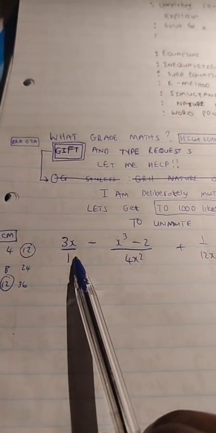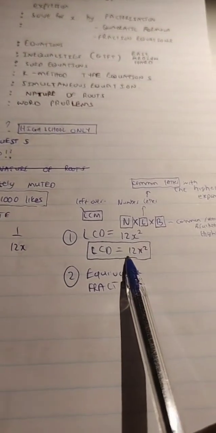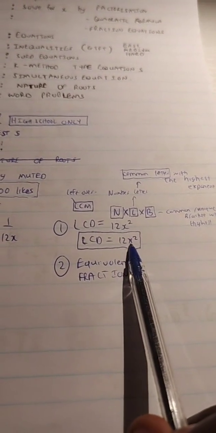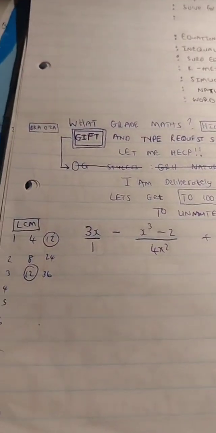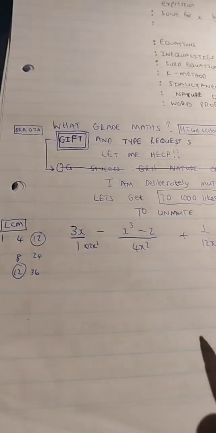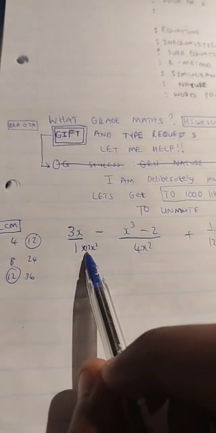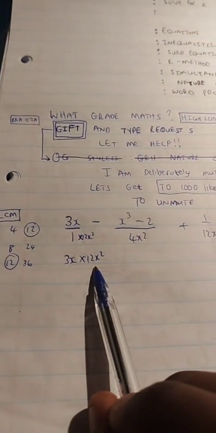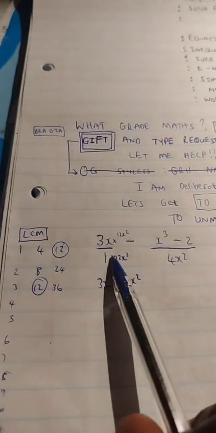Okay, we don't just multiply by 12, but we multiply by 12x squared. Okay, but what we do at the bottom, we must do at the top. So that means 3x is going to be multiplied by 12x squared. Because what we do at the bottom, we also do at the top.